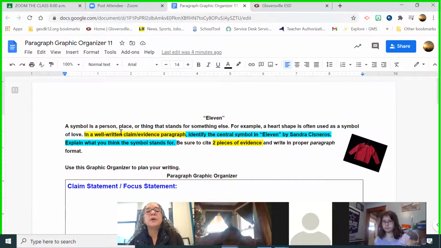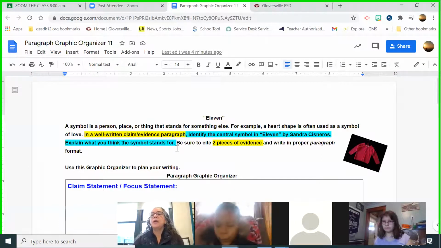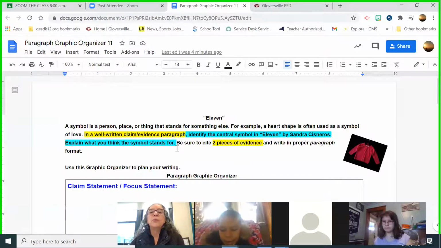And then it says, in a well-written claim evidence paragraph, which we're going to learn how to do, identify the central symbol in "11" by Sandra Cisneros. Explain what you think the symbol stands for. Be sure to cite 2 pieces of evidence and write in proper paragraph format.